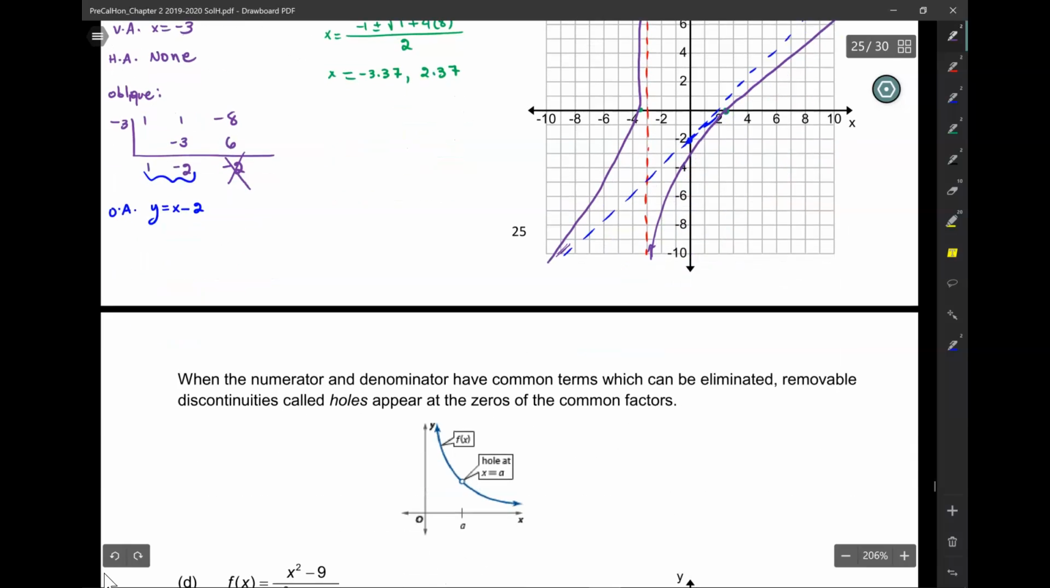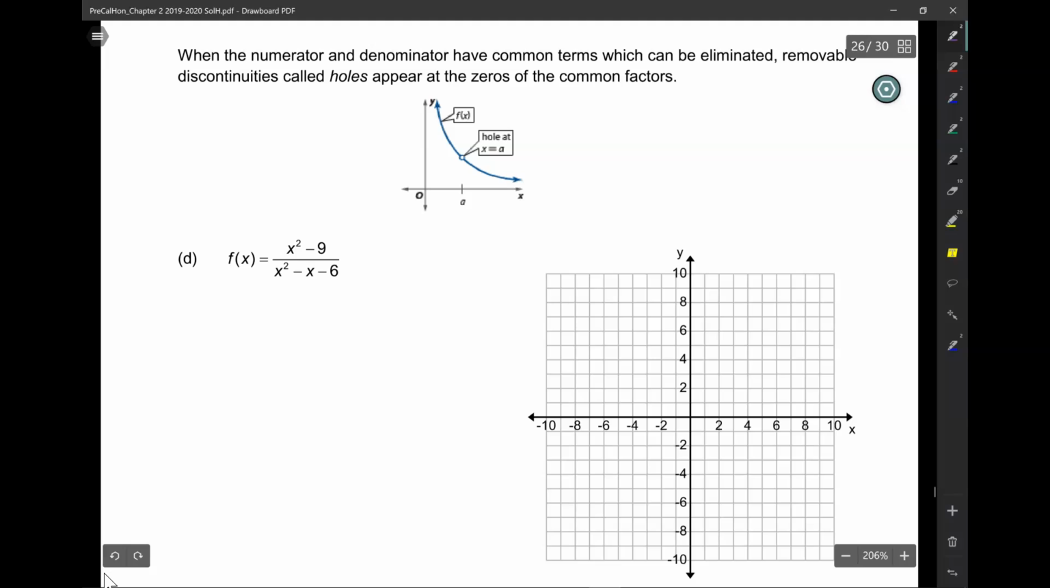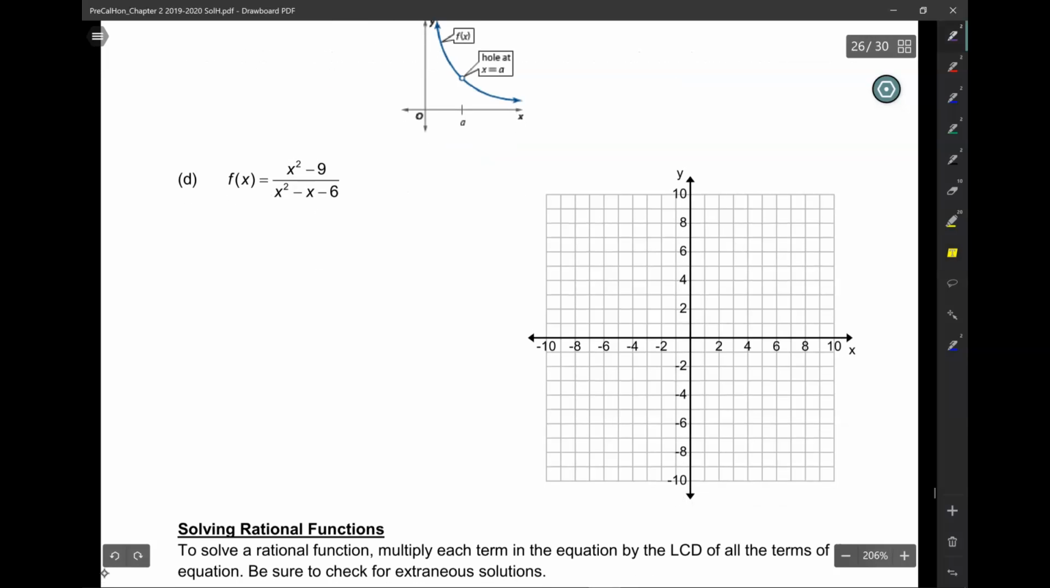Okay? Questions? Okay. So we've been talking about the terms in the denominator that can cancel, right? So if in the denominator of the rational function there is a term that can cancel, those terms will give us removable asymptotes or holes in the graph. Okay? So take a look at this one here.